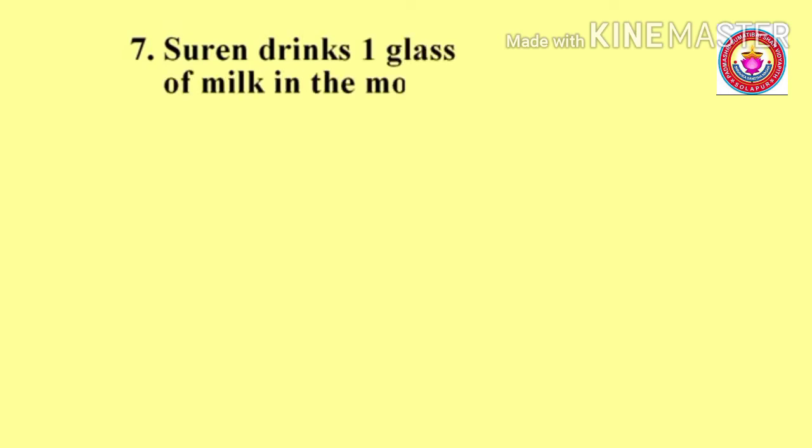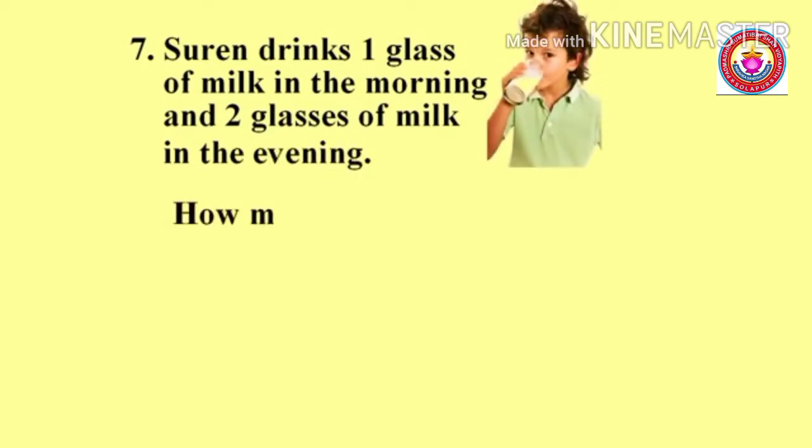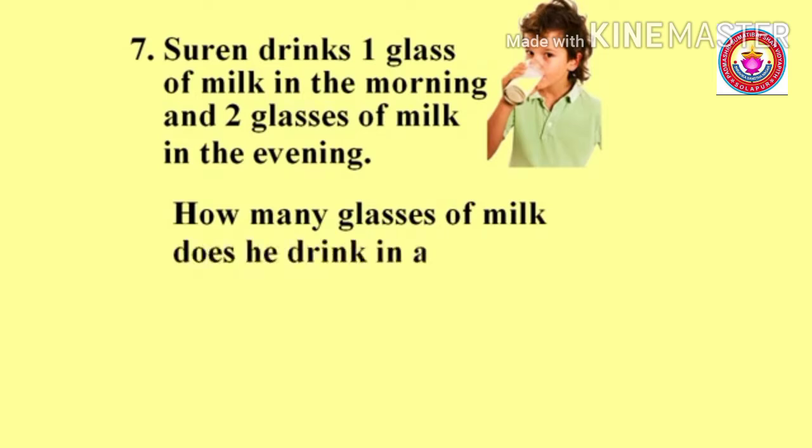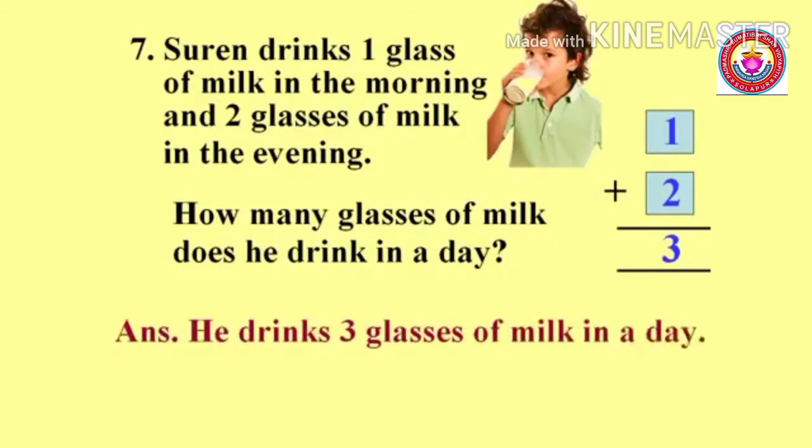Now next, Suren drinks 1 glass of milk in the morning and 2 glasses of milk in the evening. How many glasses of milk does he drink in a day? We'll write the number. 1 plus 2 is equal to 3. Answer: he drinks 3 glasses of milk in a day.